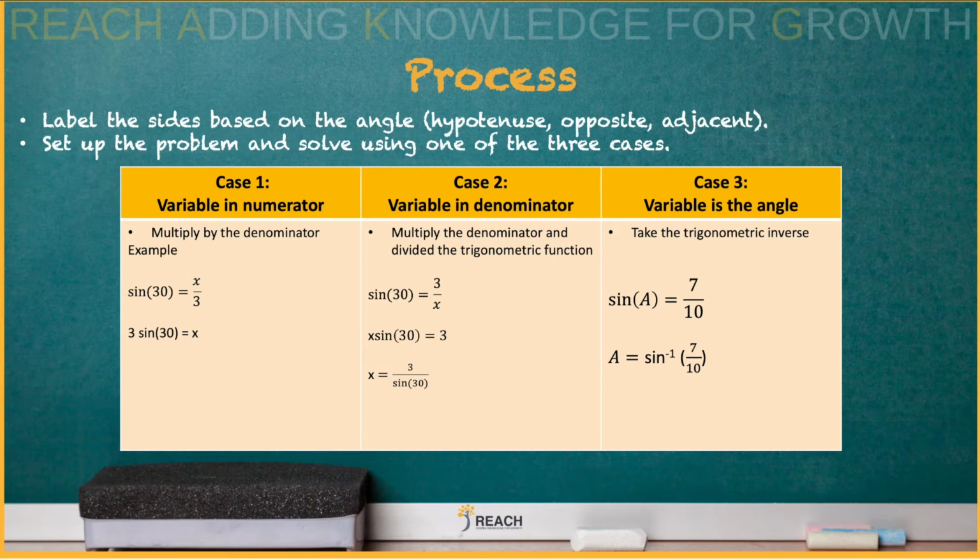And now, if I'm trying to get x by itself, it's with something being multiplied. Sine 30 is being multiplied. Sine 30 is a numerical value. Just divide by that sine 30 on both sides, and we get 3 over sine 30.